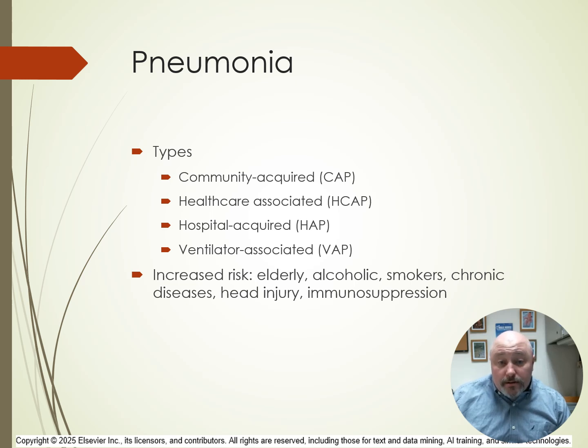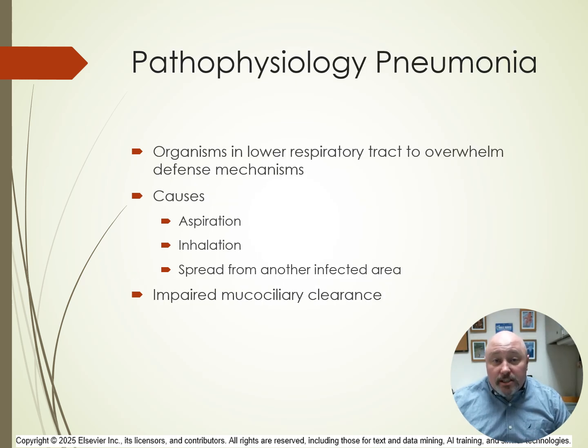When it comes to pneumonia, there are going to be several different types: community acquired, healthcare associated, hospital acquired, or ventilator associated. There's also going to be a greatly increased risk in people like the elderly, alcoholics, smokers, chronic diseases, head injury, or immunosuppression. In pneumonia, the organisms overwhelm the normal protective respiratory defense mechanisms. Aspiration is another common cause of pneumonia and can result in impaired mucus clearance. This inflammatory response leads to a ventilation perfusion mismatch, resulting in dyspnea, hypoxemia, fever, and leukocytosis.